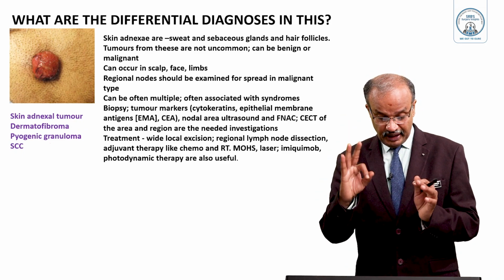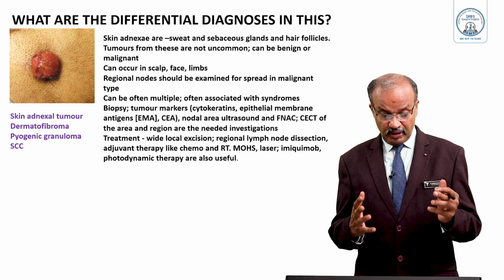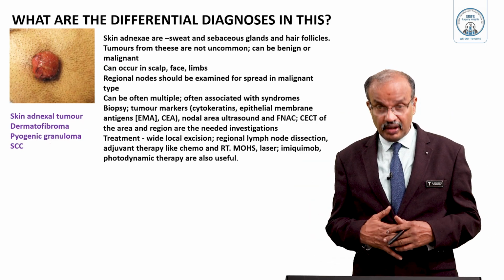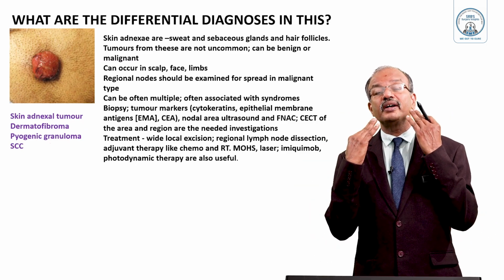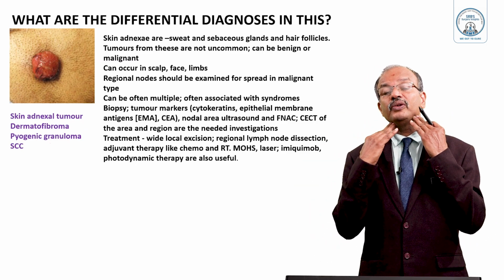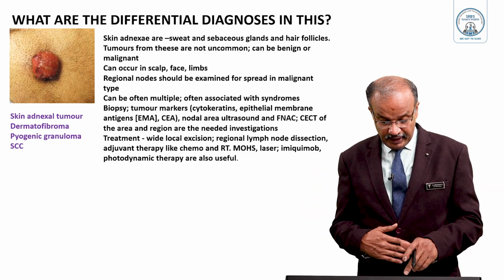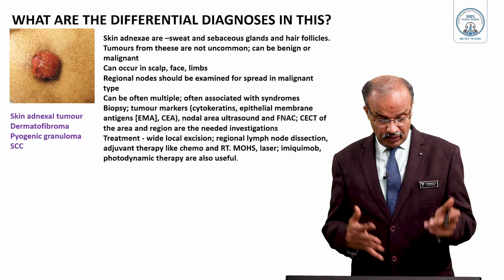You know all three types. Tumors are not uncommon, can be benign or malignant, common in the scalp, face, and limbs. Anywhere it can occur. Regional nodes should be examined: in the head and neck area, the neck nodes; in the limbs, axilla or groin. They can be multiple, often associated with a syndrome.